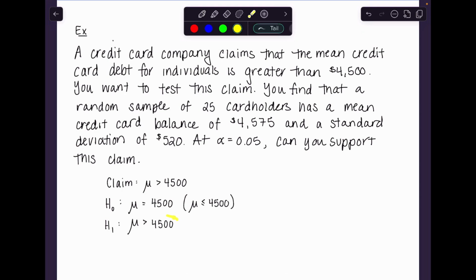So as a result, the alternate leaves one interval, and it's the mean being greater. So when I go to draw that distribution, that gives us the mean being greater. It results in a right-tailed test.